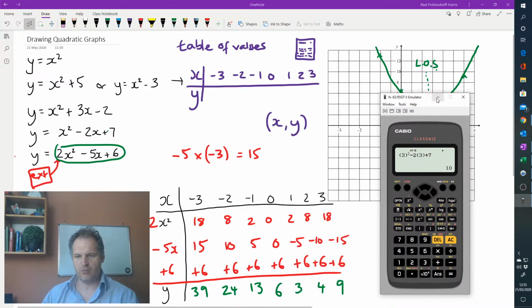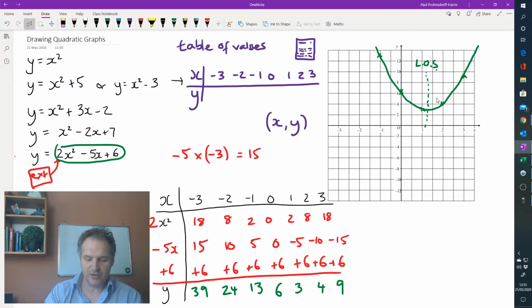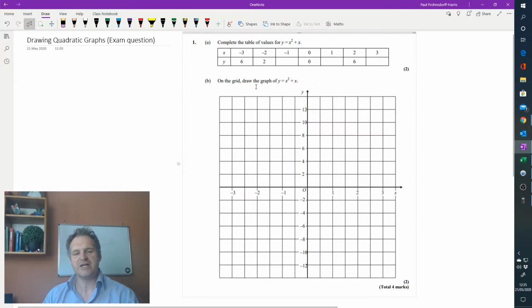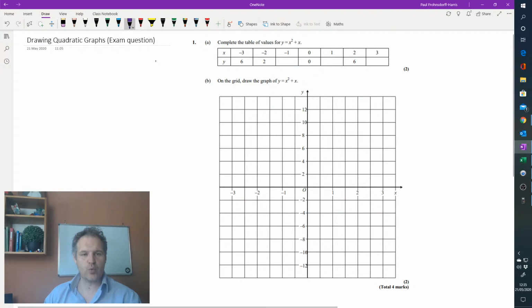But Mr. Harris, what does that look like? Well, they look like this because I've got the first one ready. This is the first one. You'll notice they don't get you to do the whole table. They do some of the numbers for you, which I think is lovely. We've got some numbers already, so let's plot those.